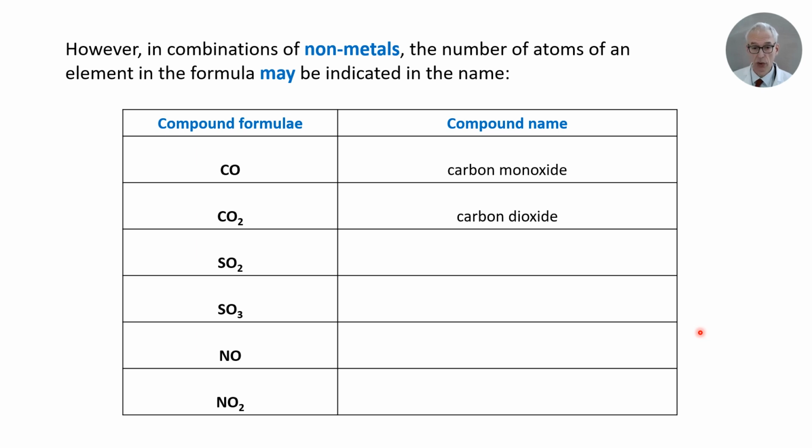Okay, so sulfur dioxide, 2 oxygens to 1 sulfur. Sulfur trioxide, there are 3 oxygens to 1 sulfur. This is a monoxide, nitrogen monoxide, and returning to nitrogen dioxide.